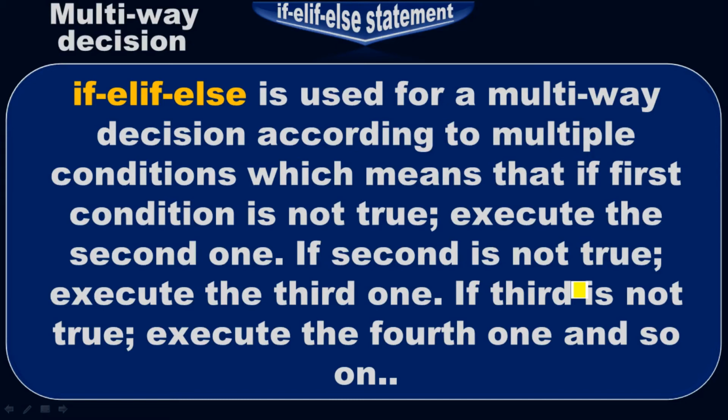So the program will check step by step. It is a step-by-step process. It will first check the first condition. If the first condition is not satisfied, it will jump to the second option. If the second option is not satisfied, it will jump to the third option. If the third option is not satisfied, it will jump to the fourth option, and so on. So the program will have multiple options to take the decision.